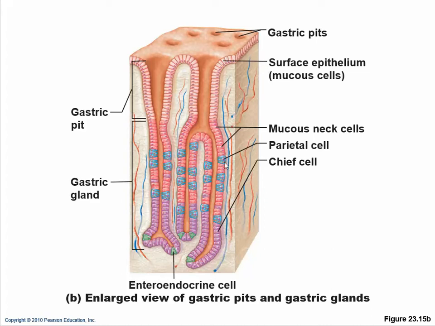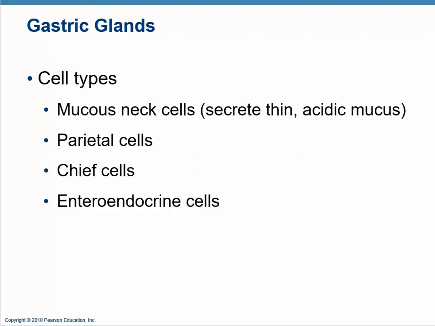There are other cells here, these ones that are kind of turquoise in color, called the parietal cells. It means the cells of the walls, right? And then there are these cells called the chief cells. They tend to be down at the bottom of the gland. And then scattered around are various enteroendocrine cells, which produce the hormones. So the cell types are the neck cells with the thin acidic mucus, parietal cells, chief cells, and enteroendocrine cells.